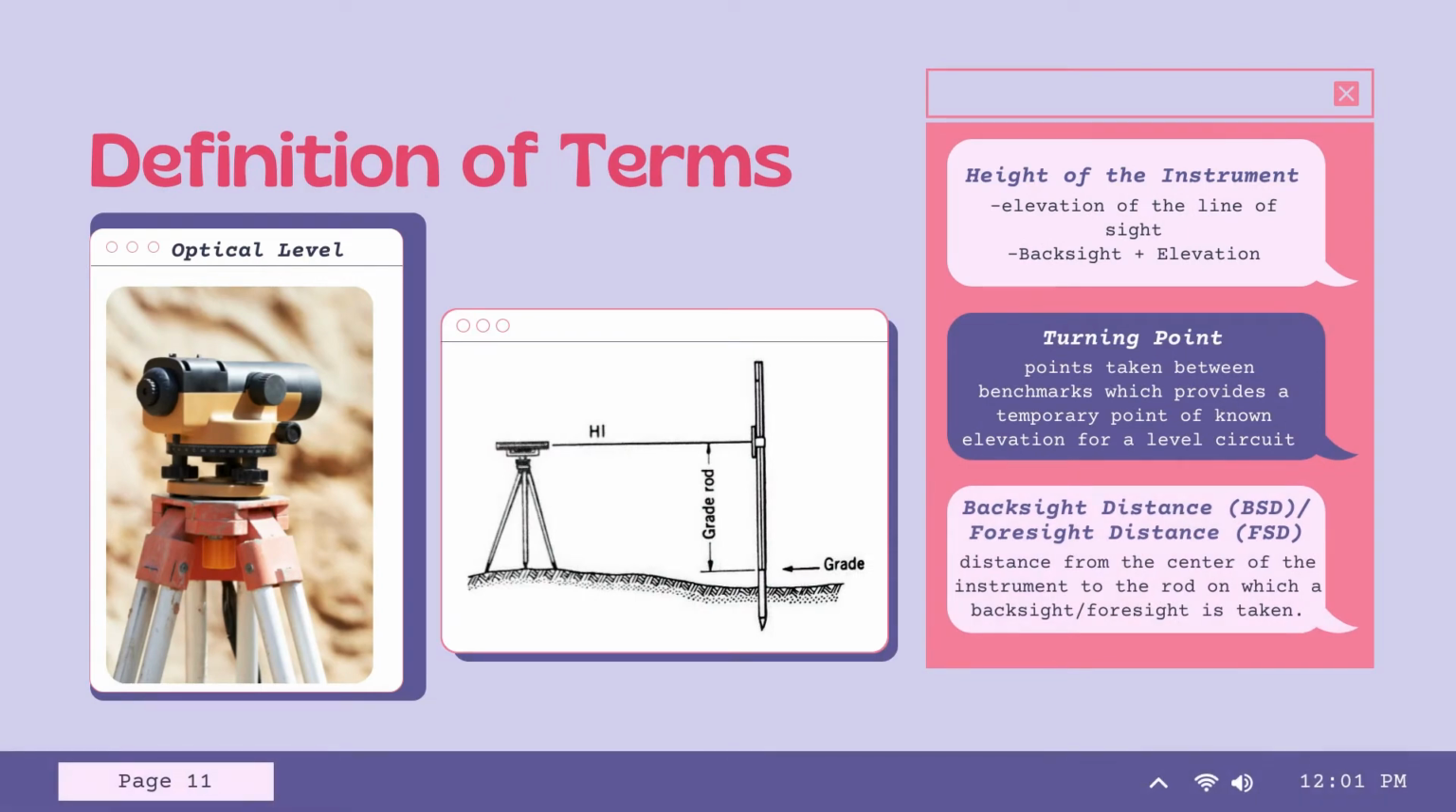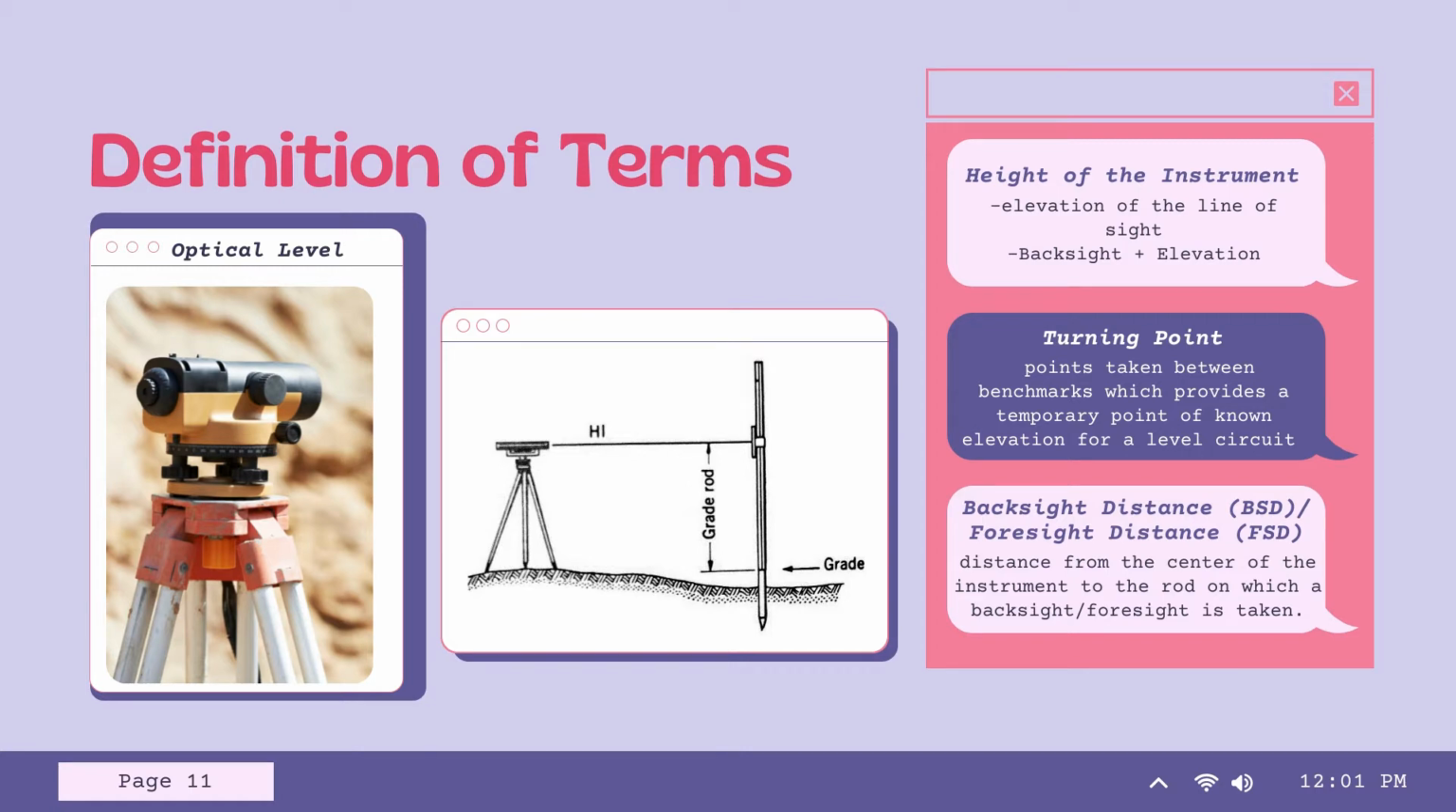So next is the height of the instrument. From the word itself, it is the height of the instrument, but with respect to the level of sight or the line of sight on that specific instrument. It can be calculated by adding the backsight measurement and the elevation of that specific point.